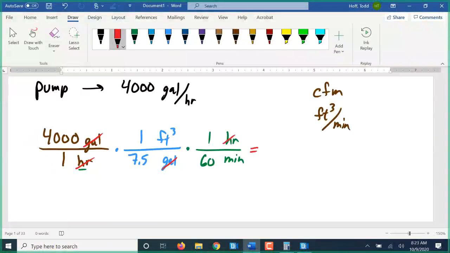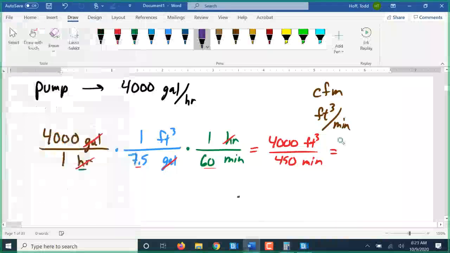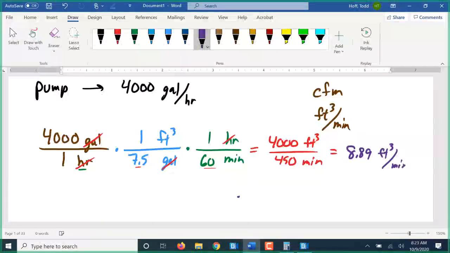On top here, we have 4,000 times 1 cubic foot times 1. That's 4,000 cubic feet. On bottom, we have 1 times 7.5 times 60 minutes. 450 minutes. So 4,000. I'm going to double check my 7.5 times 60 just because it's early. It is 450. So let's do 4,000 divided by the 450 is going to give us 8.89 cubic feet per minute, or CFM.